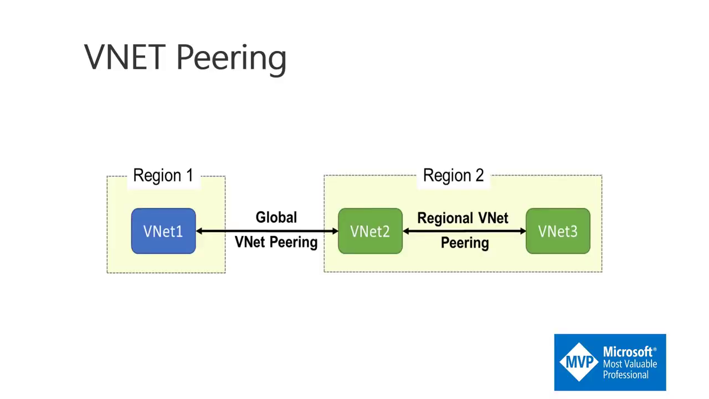VNet peering is the simplest and quickest way to connect your virtual networks. Virtual network peering enables you to seamlessly connect two Azure virtual networks. Once paired, the virtual networks appear as one for connectivity purposes. There are two types of VNet peering. Regional VNet peering connects Azure virtual networks in the same region. Global VNet peering connects Azure virtual networks in different regions.